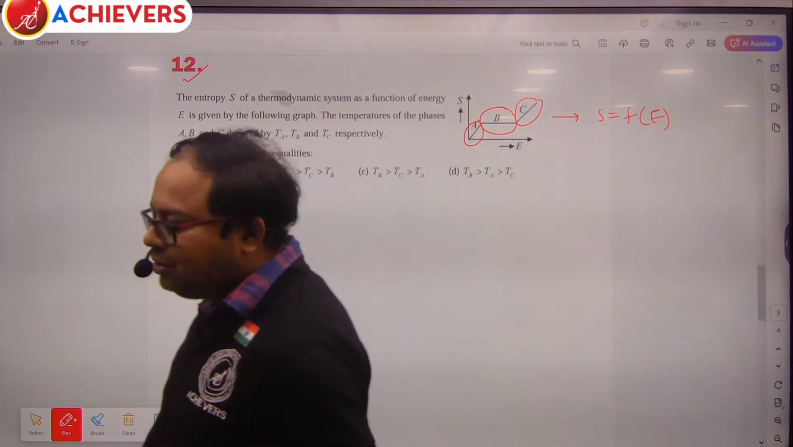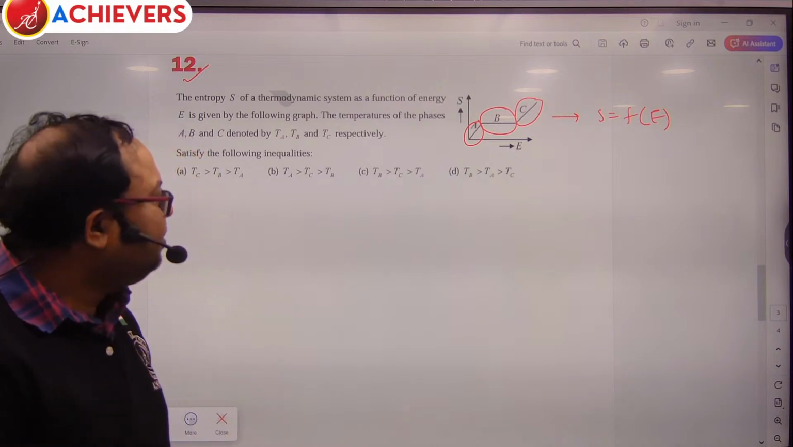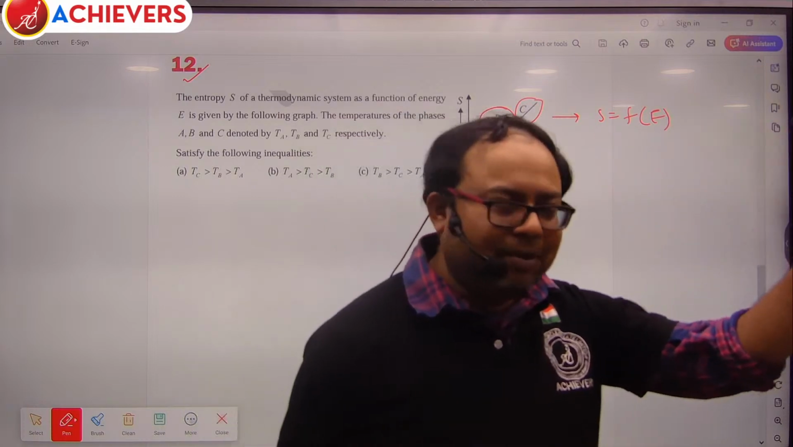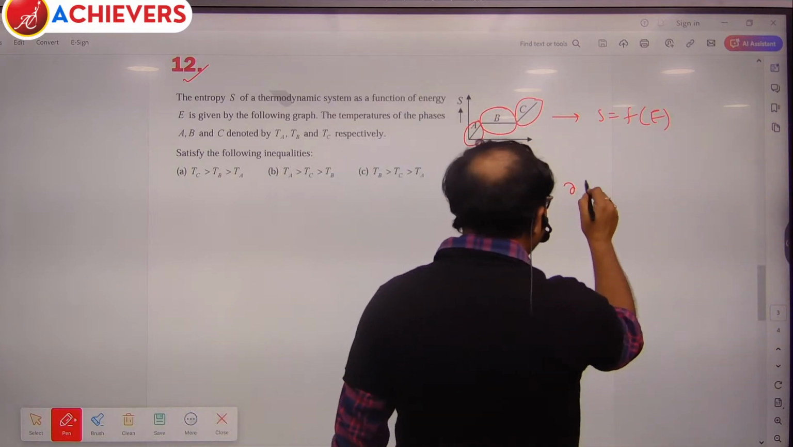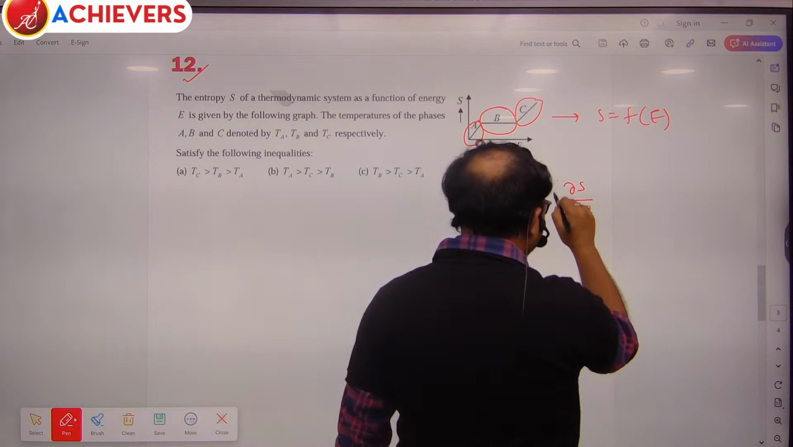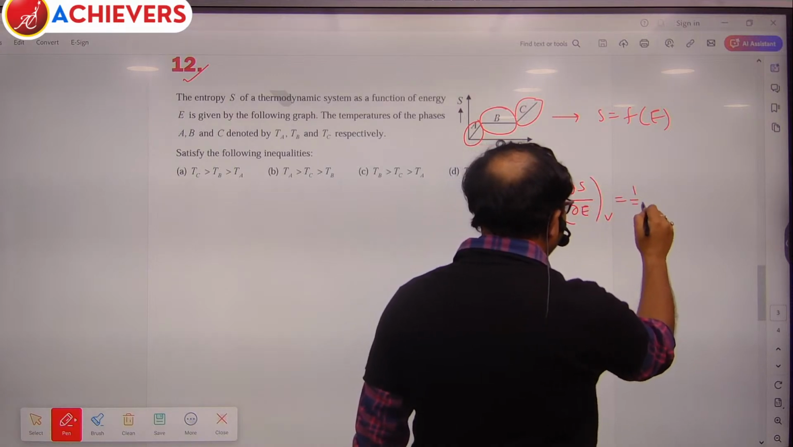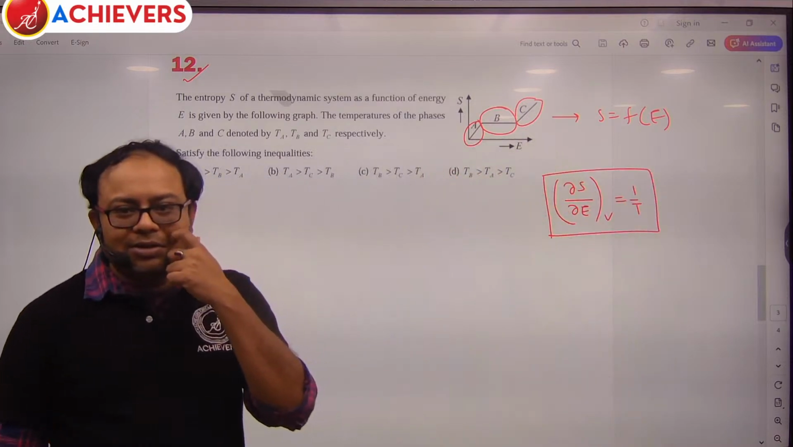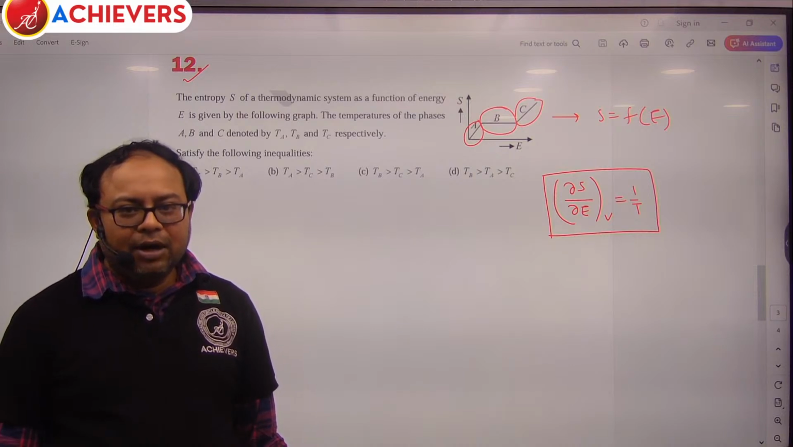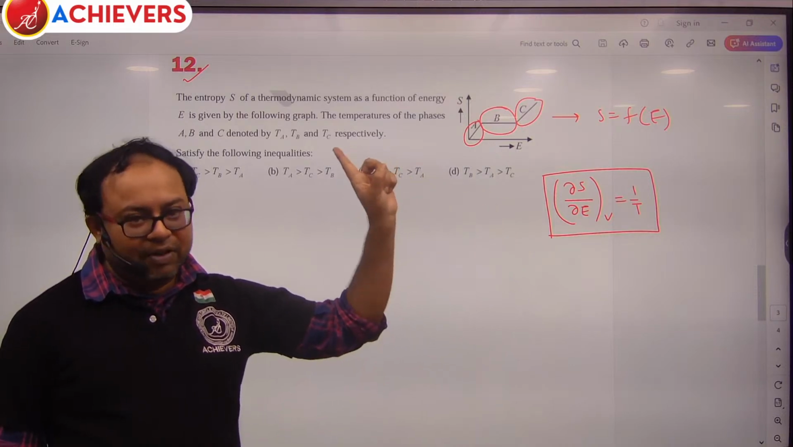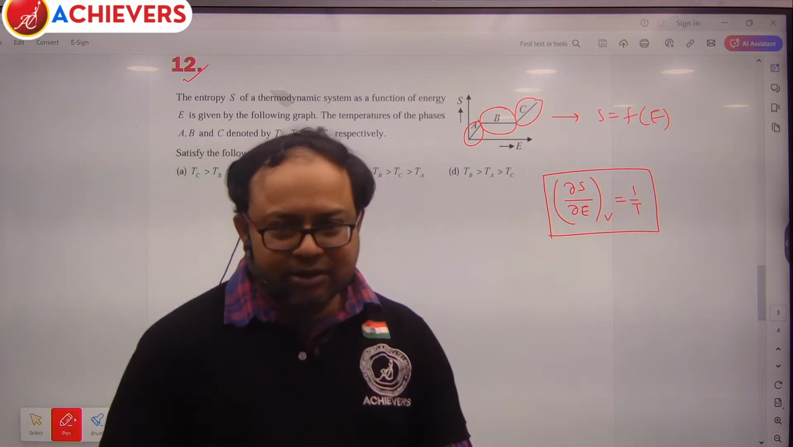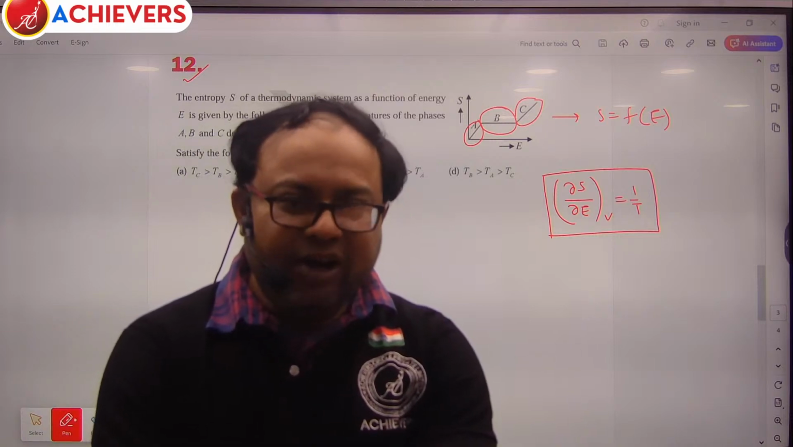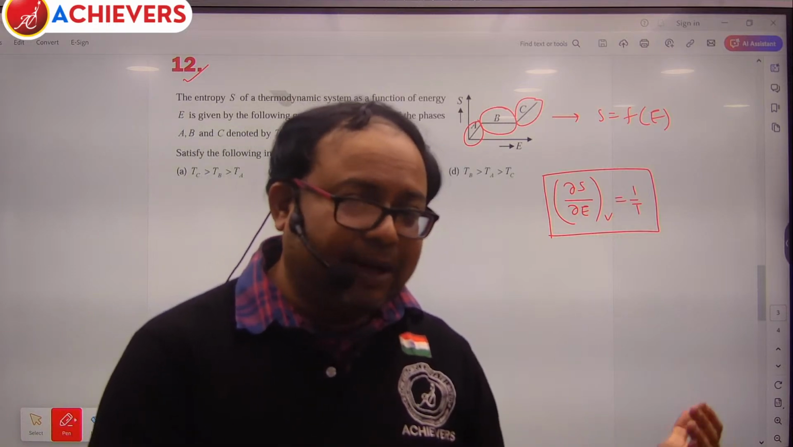So, how to do this? Students, this can be done right from the previous problem. We have already found that del S del E at constant V is 1 by T. Okay? This is known to us. I have already arrived at this particular condition in the previous question that I have discussed right now.